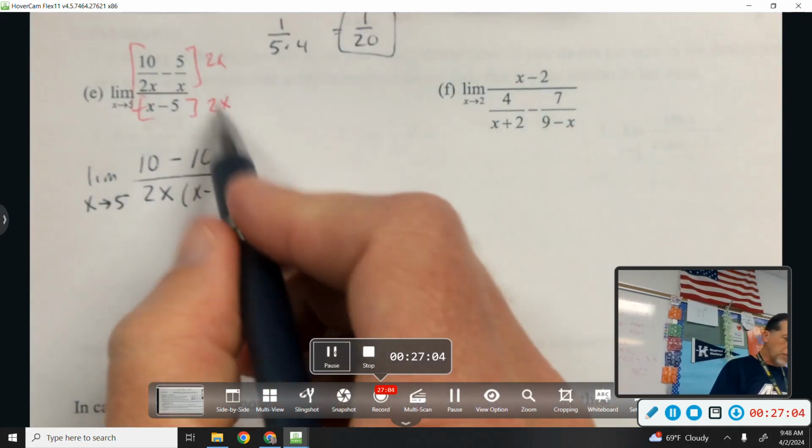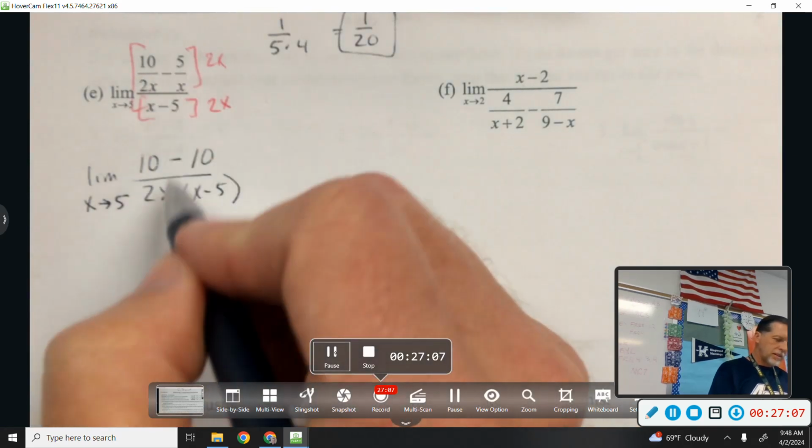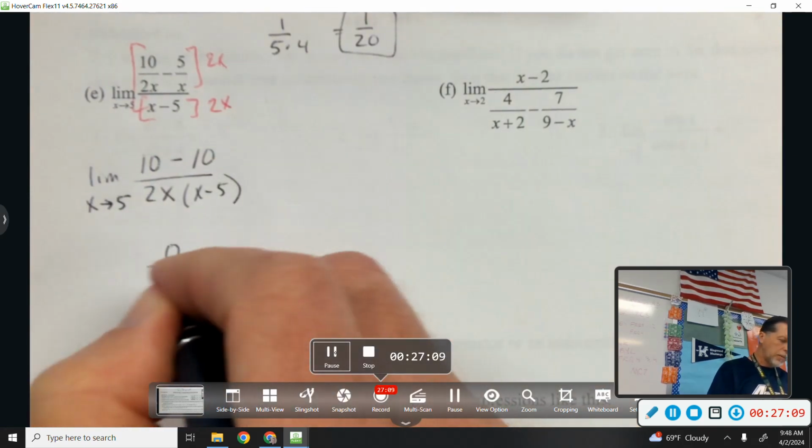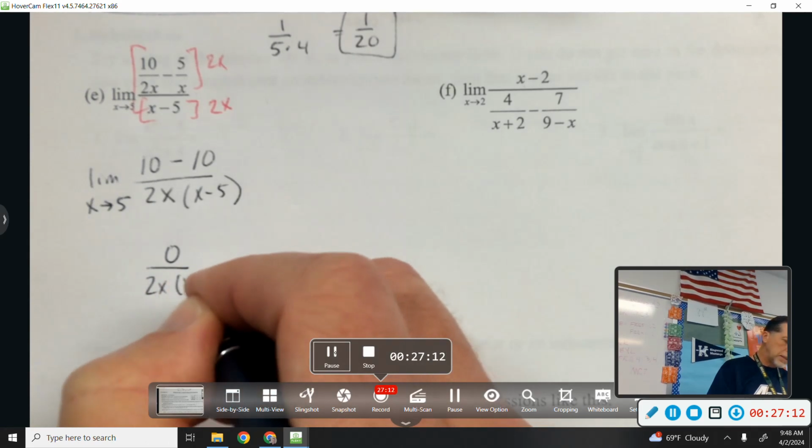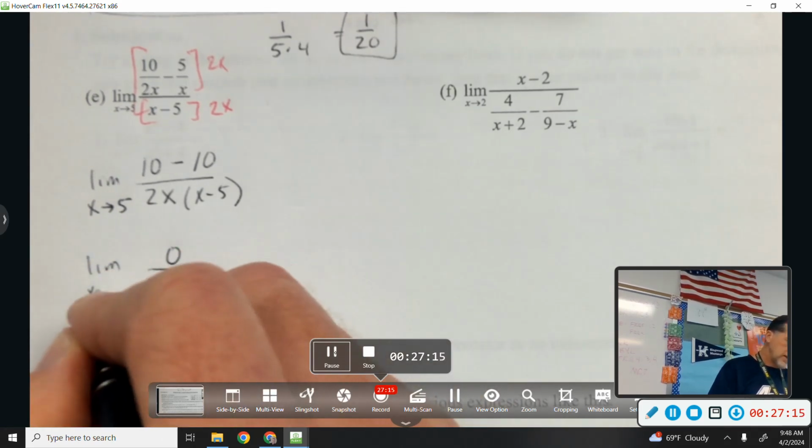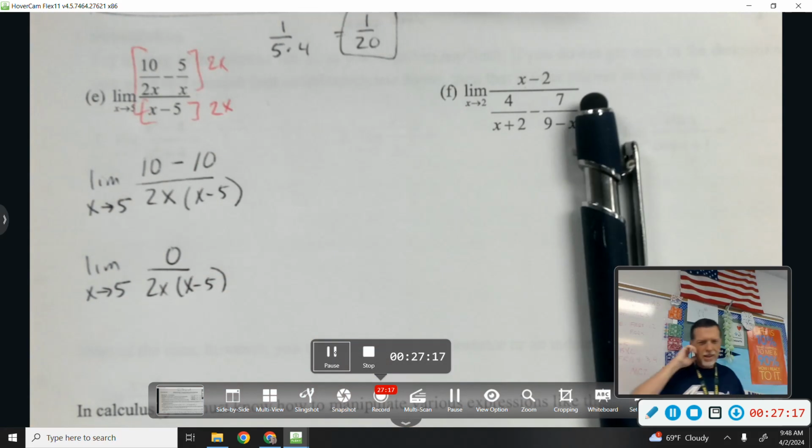So multiply top and bottom by 2x. So I get 10 minus 10 in the top. That's 0. Okay, now this is where things get a little bit tricky. If you plug in 5, it seems like you get 0 over 0. Do you know why I'm saying seems like? Distribute the 2x to the x minus 5. I'm still going to end up with 0 in the bottom. Right?